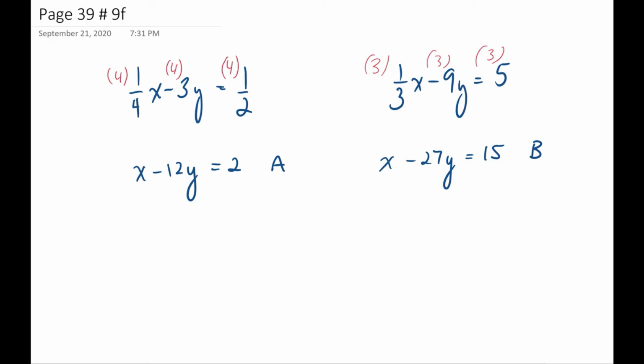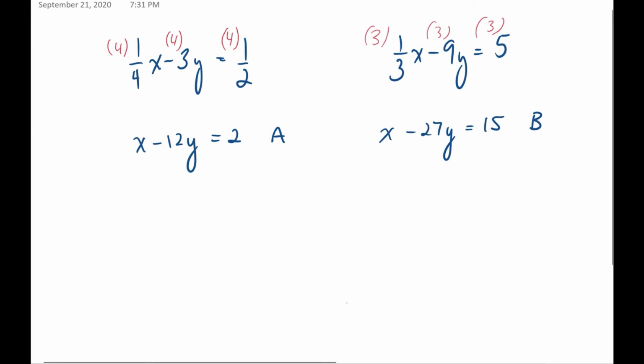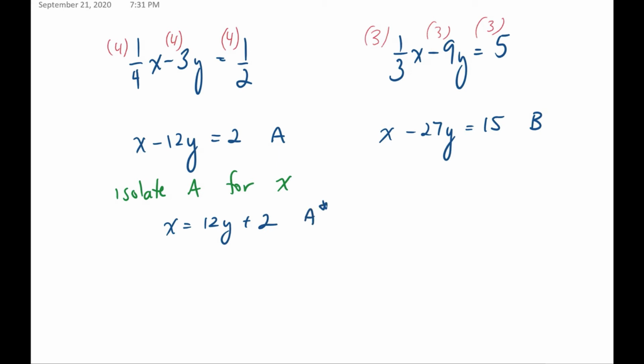So now let's go through our steps. First step, pick an equation to isolate a variable for. So I'm going to isolate A for x, and I'm going to get x equals 12y plus 2. And that's going to be our A star, our modified equation.